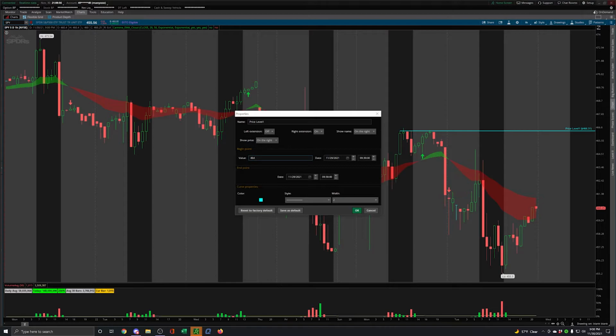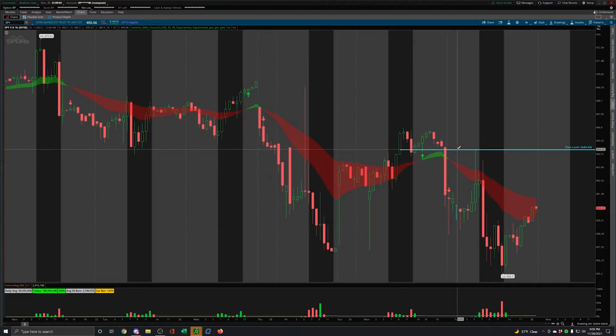It's going to be 464.84. So now that it's marked on the chart, we can see whether or not we're trading above or below this. And as you can see today, during the pre-market session, we tried to break above, but we failed on doing so. This shows you like, hey, it's actually acting as an area of resistance.